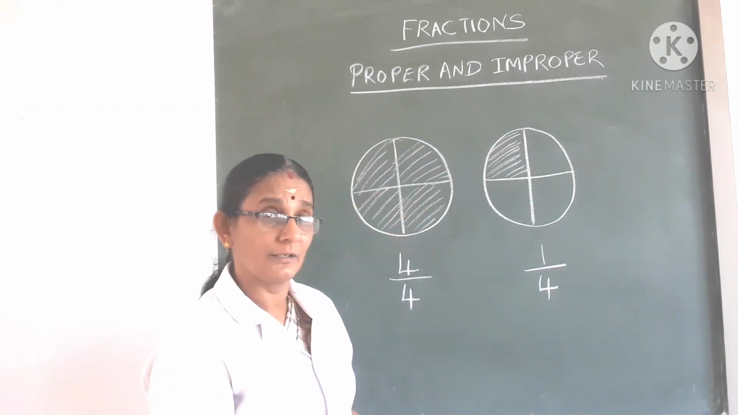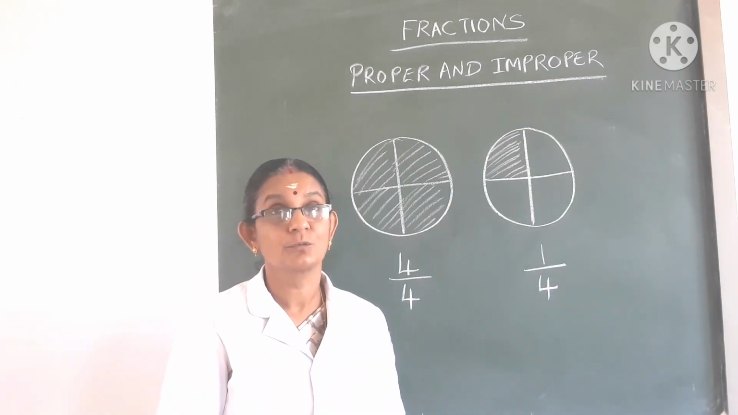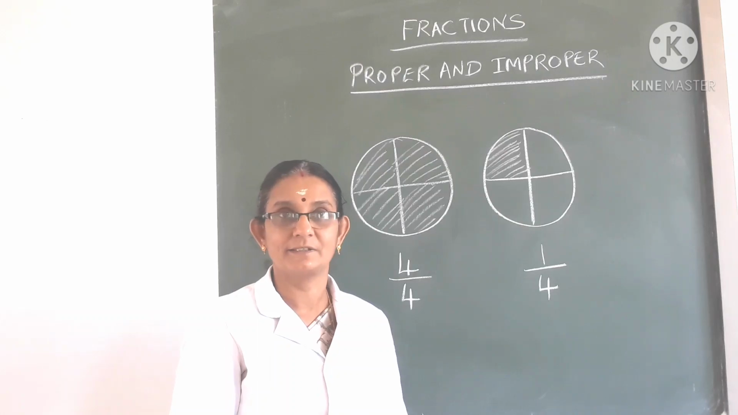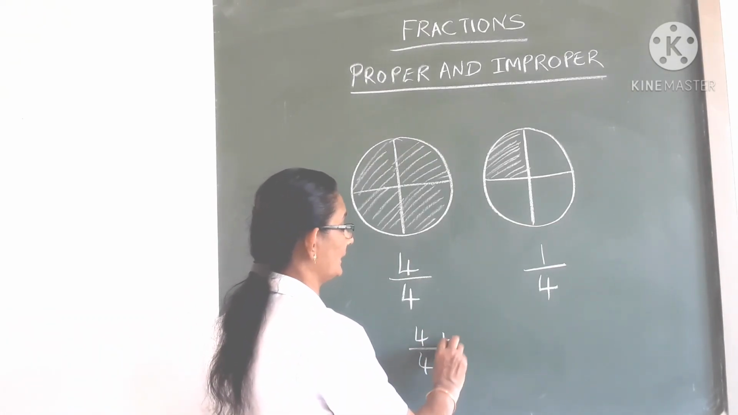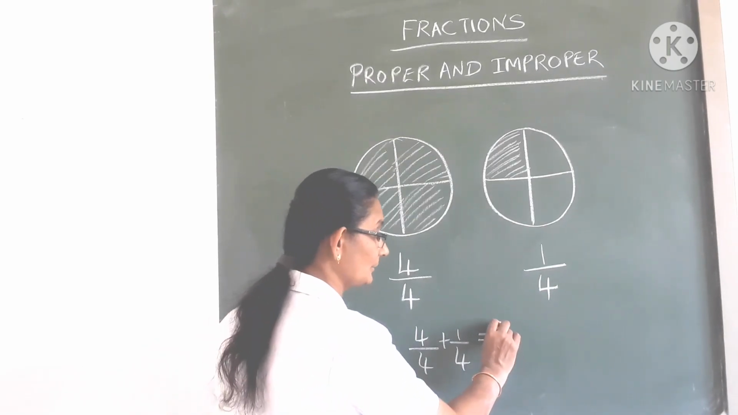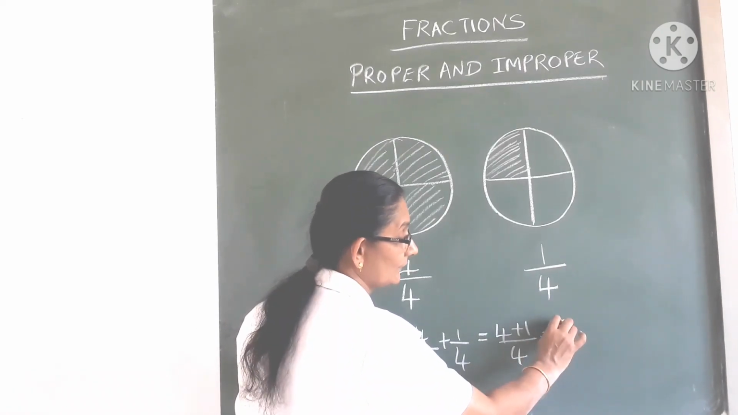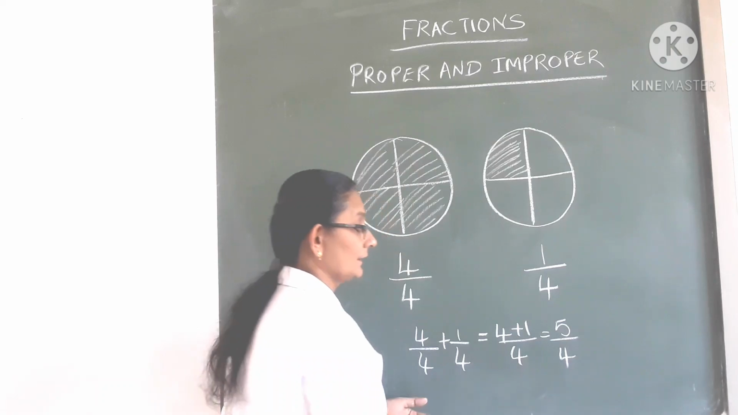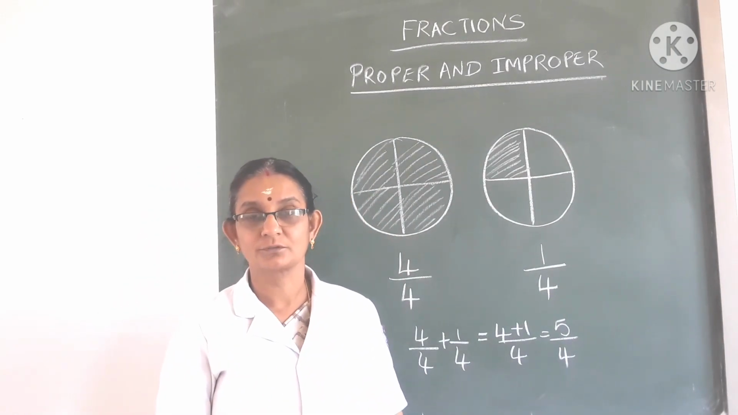So, can you tell me what the fraction is together? So, what can we do? Yes, we can add them, isn't it? So, 4 by 4 plus 1 by 4 is equal to? Yes, add the numerators. 4 plus 1 by 4 which is equal to 5 by 4, isn't it? So, the fraction is 5 by 4.